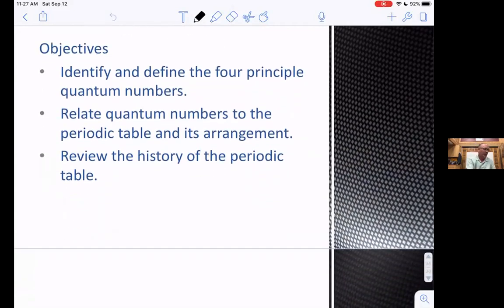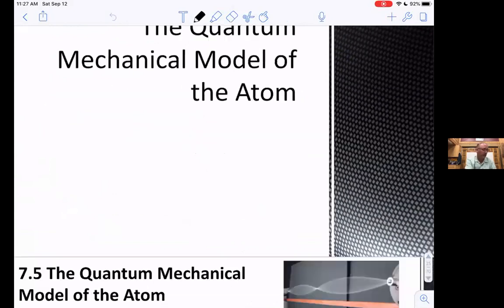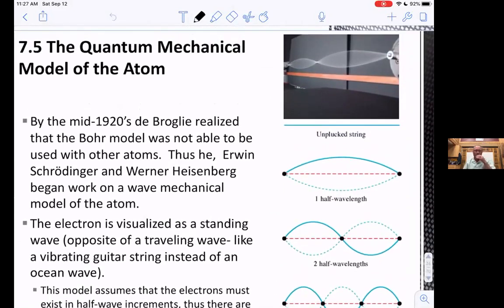So the quantum mechanical model of the atom is the current model of the atom. There have been several, from Democritus to J.J. Thomson's plum pudding model, to the Bohr model of the atom, and finally where we are today, which is the quantum mechanical model of the atom. By the mid-1920s, de Broglie realized that the Bohr model was not really able to be used with other atoms.